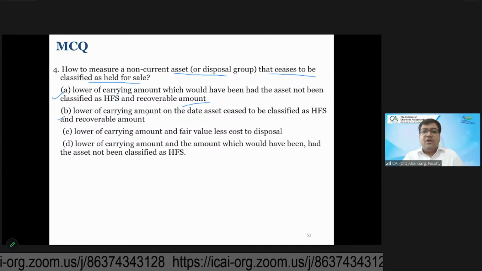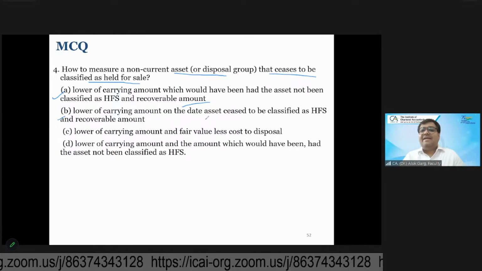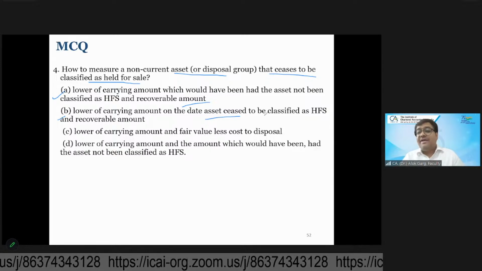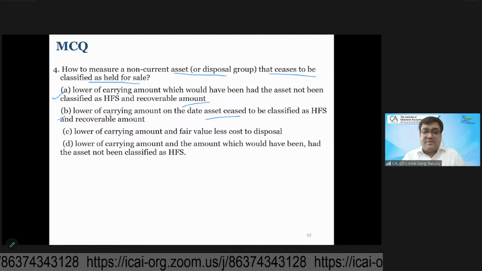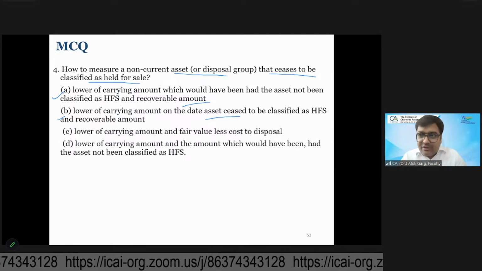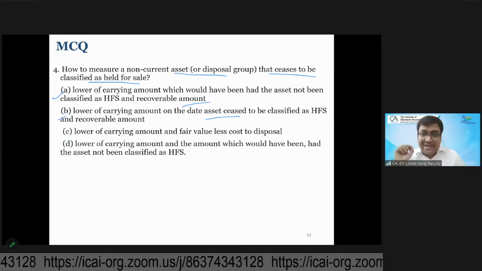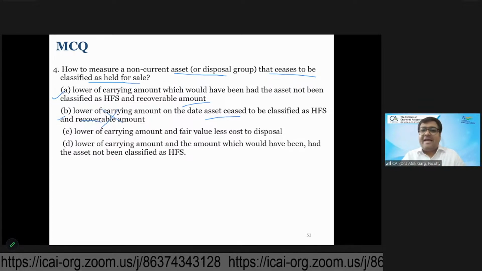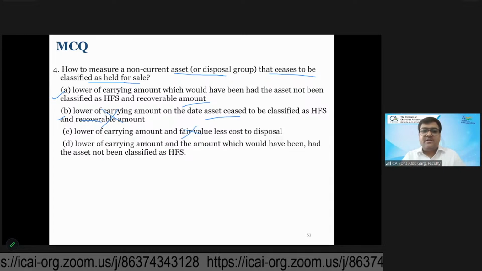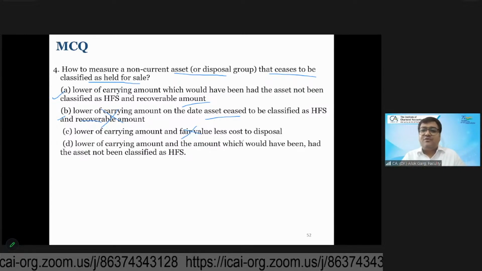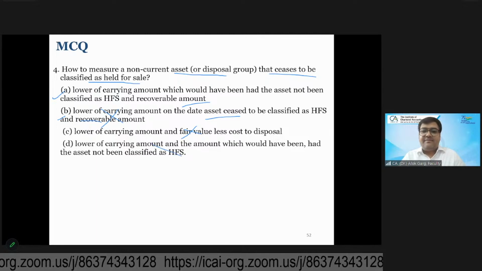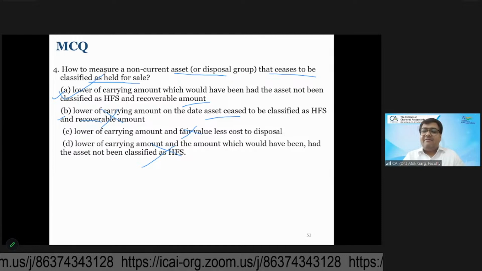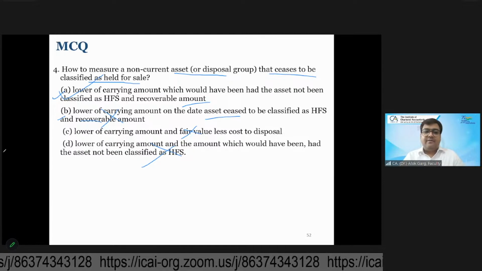Option 2: lower of carrying amount on the date the asset ceased to be classified as held for sale, and recoverable amount. So option 2 is talking about the actual carrying value. It is not the deemed carrying value, it is the actual carrying value and recoverable amount. So this is not a right option. Lower of carrying amount and fair value less cost to sell, not a right option. Lower of carrying amount and the amount which would have been had the asset never been classified as held, not right either. So what is the right option? Option A is the right option. So deemed carrying value and recoverable amount. Okay.